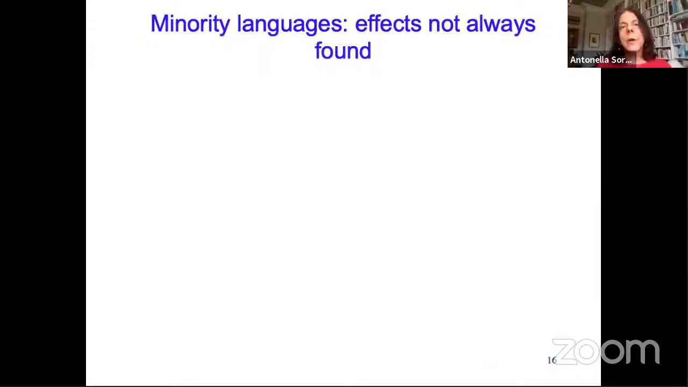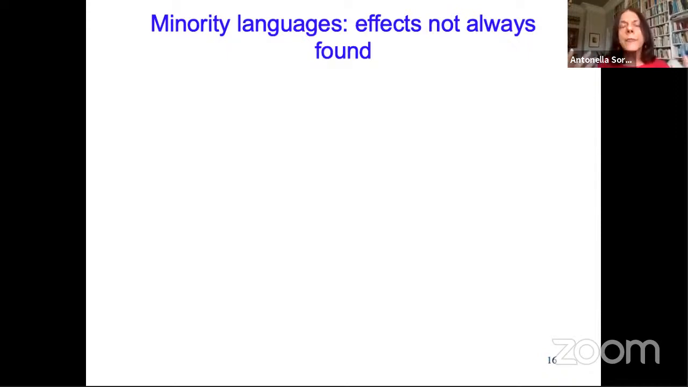And I'm going to give you an example about minority languages. Minority languages is an area in which I've done quite a lot of work, an area that is dear to me because as a linguist, I care a lot about linguistic diversity. And many of these languages survive in a situation of bilingualism. So if we want to preserve linguistic diversity, we have to encourage bilingualism in these languages.